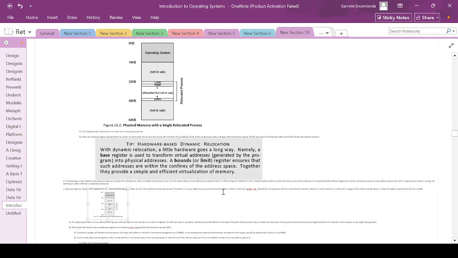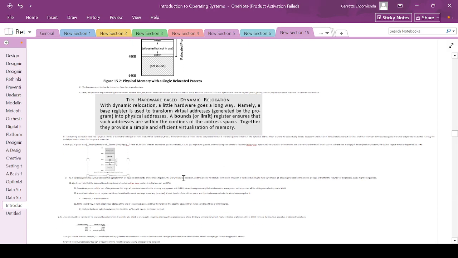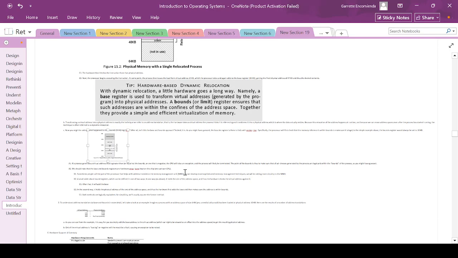Tip: hardware-based dynamic relocation. With dynamic relocation, a little hardware goes a long way. Namely, a base register is used to transform virtual addresses generated by the program into physical addresses. A bounds or limit register ensures that such addresses are within the confines of the address space. Together, they provide a simple and efficient virtualization of memory.